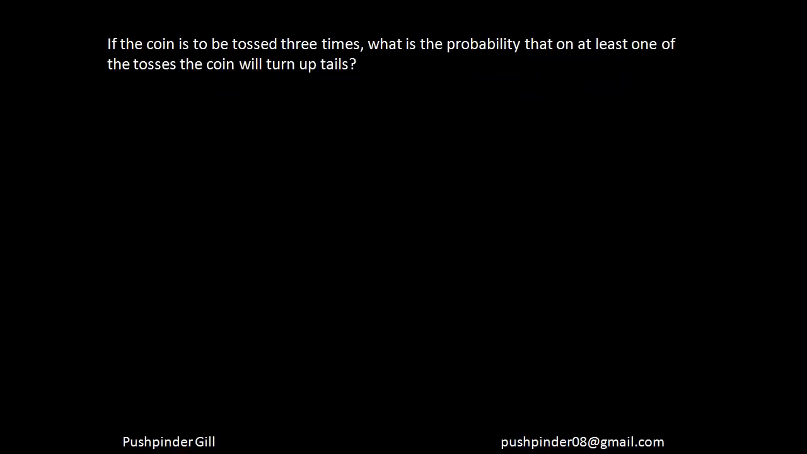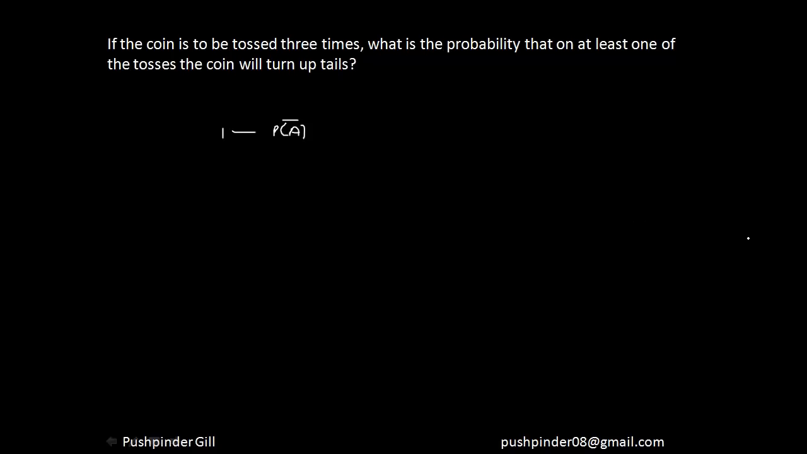So let's move forward. Okay, so if a coin is tossed 3 times, what is the probability that at least one of the coins will turn up tails? Now guys, I told you, if someone asks you at least one, you just say one minus the probability of that event not happening. So how many cases are there in which at least one of them will not have tails? That means all of them are going to have heads, right?